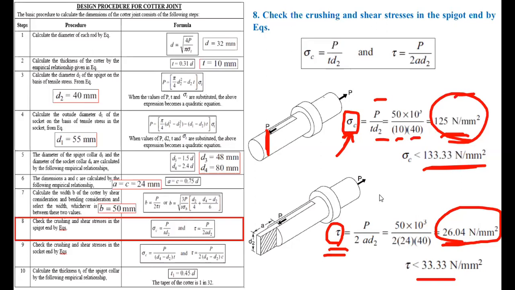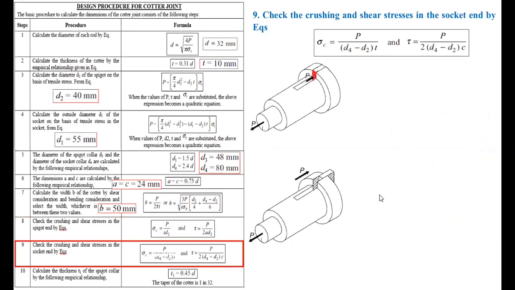So what do we have to do? We have to check whether both crushing and shear stress are in the safe limit or not. If both are safe, then the design is okay. If not, then we have to redesign again. We have to redesign these things. So both are in the safe limit. Same, we will check in the socket.